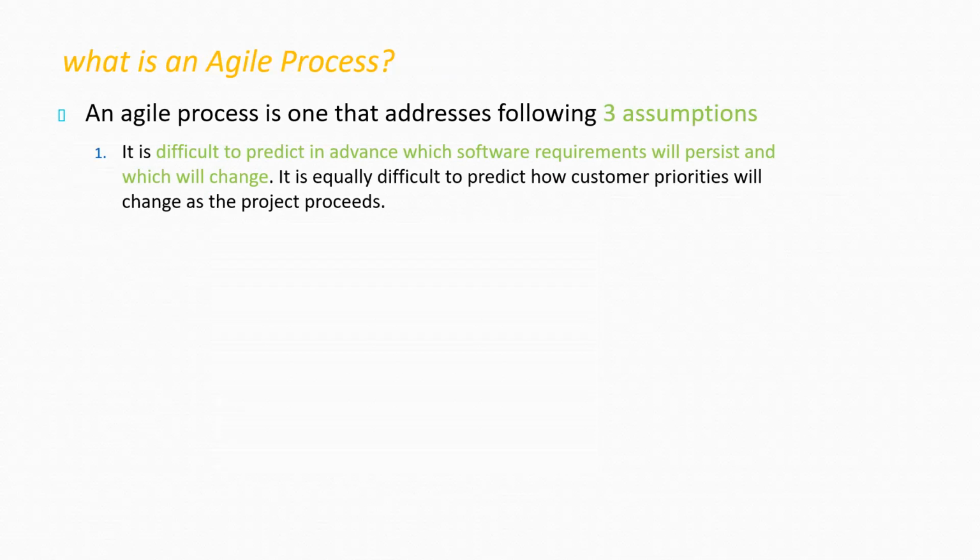That is the meaning of: at the beginning of the project you will not be able to predict. It is equally difficult to predict how customer priorities will change as the project proceeds, because the customer, day by day, keeps on giving reviews or keeps on adjusting the project. The customer may come with different requirements or different priorities, and we have to give value to the customer priorities as well as the project proceedings.